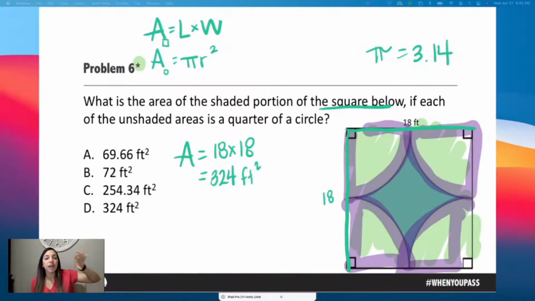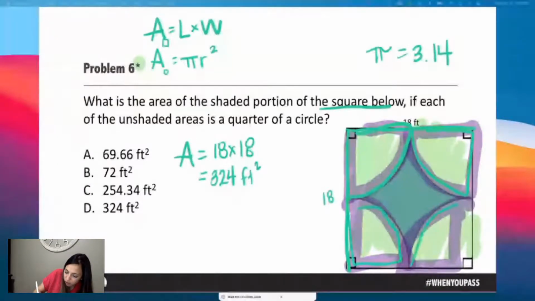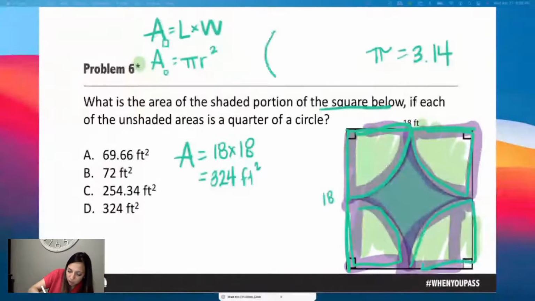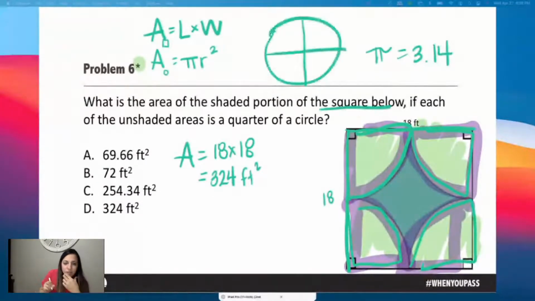I need to get rid of all of those little quarter circles. Now, I want you to think about this. What am I going to subtract? I'm going to subtract a whole circle. Why? Because I have 4 quarters. So if I look at what a circle looks like, I've got all 4 pieces. So I can just subtract an entire circle. I don't have to divide that.